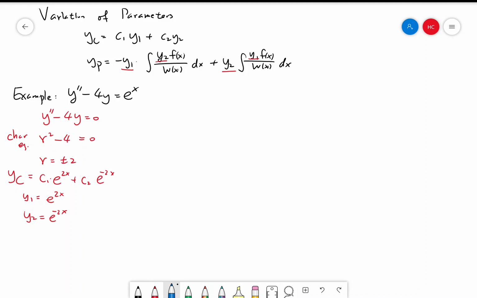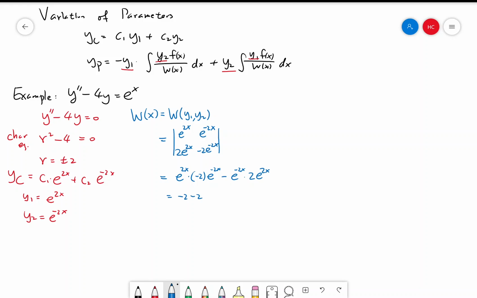Now let's calculate the Wronskian of these two functions. So W of x is the Wronskian of y1 and y2, which equals the determinant. The first row is just y1 and y2, and the second row is the derivative of the first row. So this determinant is equal to e to the 2x times negative 2 e to the negative 2x minus e to the negative 2x times 2 e to the 2x, which is minus 2 minus 2, so negative 4. So this is negative 4. And f of x is e to the x. So now we can find our particular solution yp.